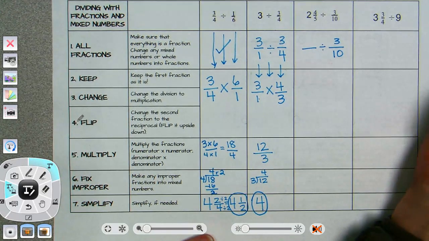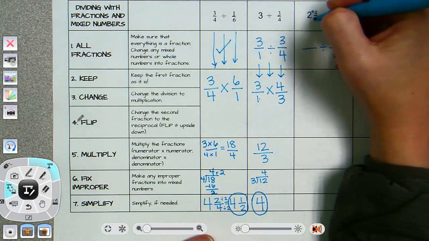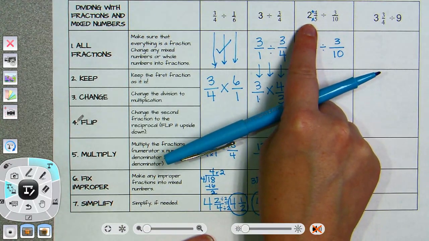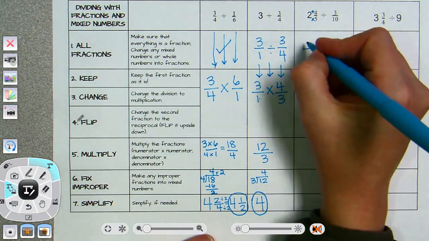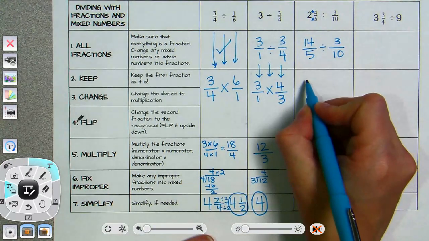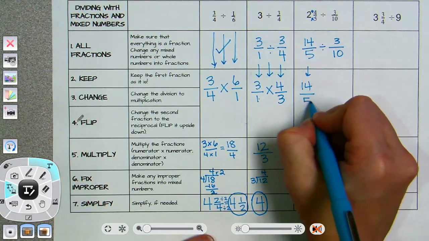So the way that I remember how to make mixed numbers into improper fractions is Texas. I put a T and an X, but they really represent addition and multiplication. So now I do 5 times 2, which is 10. 10 plus 4 is 14, and my denominator stays a 5. Okay, I'm ready. So we're going to keep 14/5 the same, so I'll write it again.